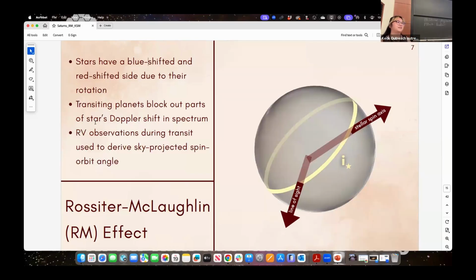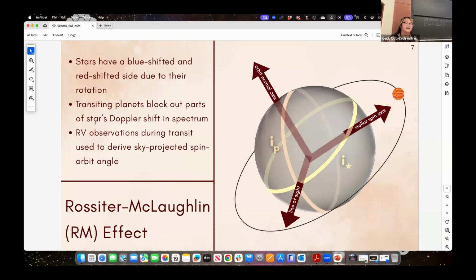It's important to note that when we're doing these RM observations, what we're actually getting is the sky projected 2D spin orbit angle and not actually psi. So I'll explain that difference here. We have the stellar inclination I, which is the angle between the stellar spin axis and the line of sight. And then we have the planetary orbital inclination, which is the angle between the orbit normal axis and the line of sight. Once again, psi is the angle between the orbit normal axis and the stellar spin axis. And when we measure from a Rossiter-McLaughlin observation, what we get is the 2D sky projected angle lambda.